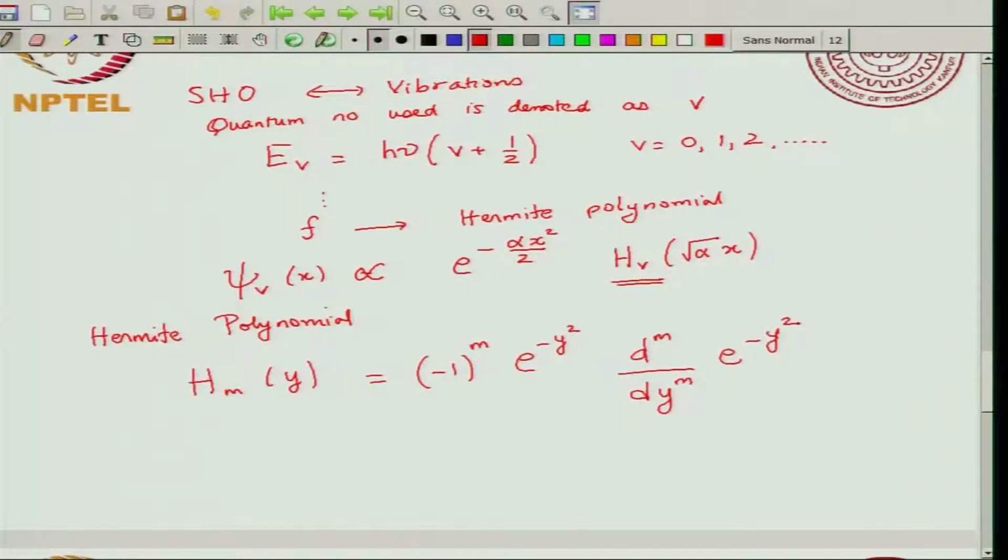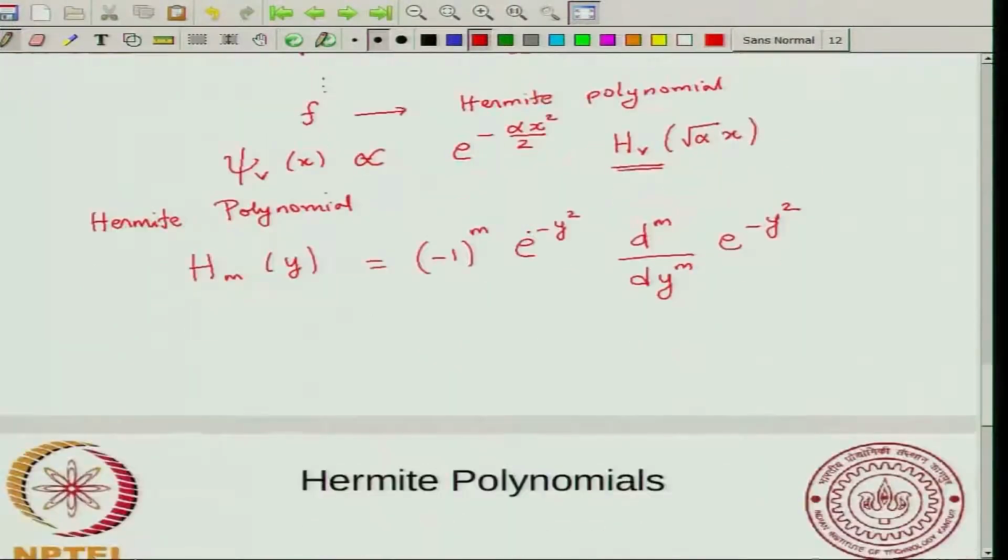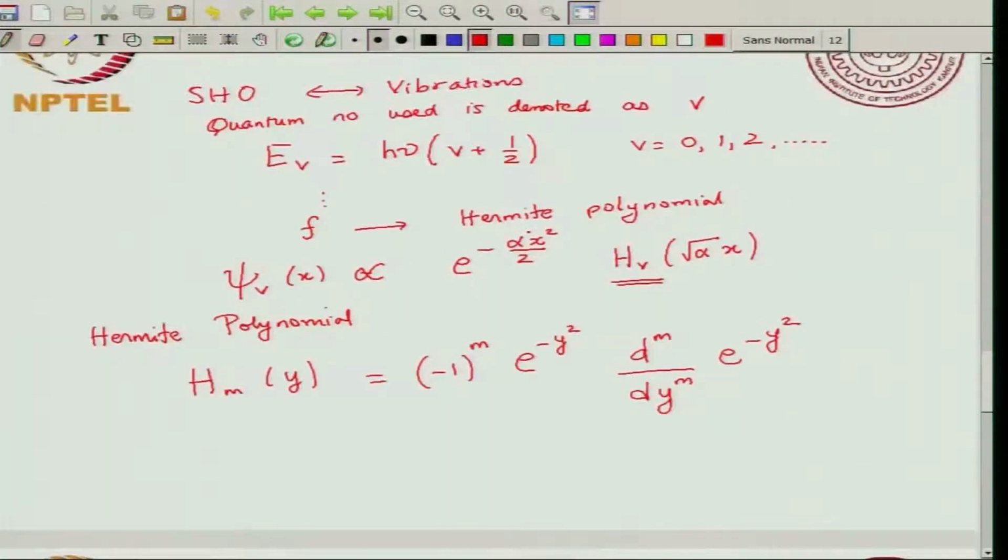Now this is a Hermite polynomial, but the variable is square root of alpha times x. And you can see that e to the minus alpha x square is e to the minus square root of alpha x the whole square. So it's actually exactly equal to what you get in the wave function. Now this is the expression for the Hermite polynomials.